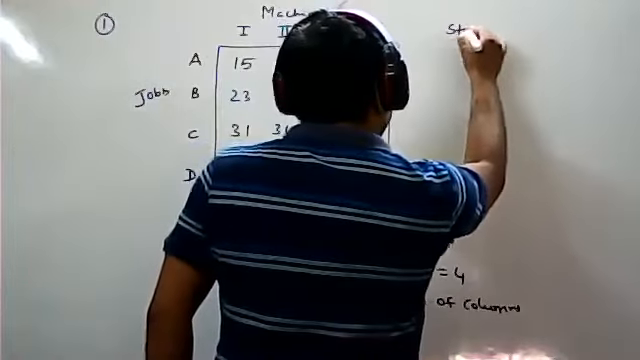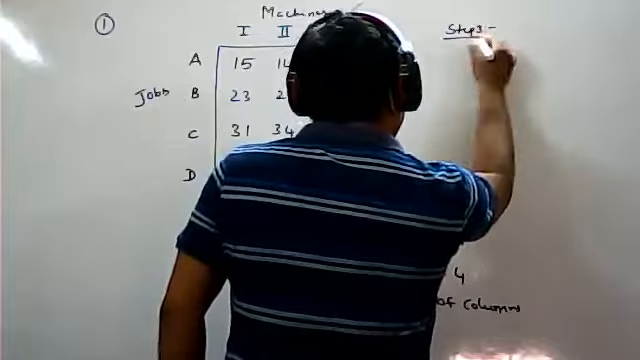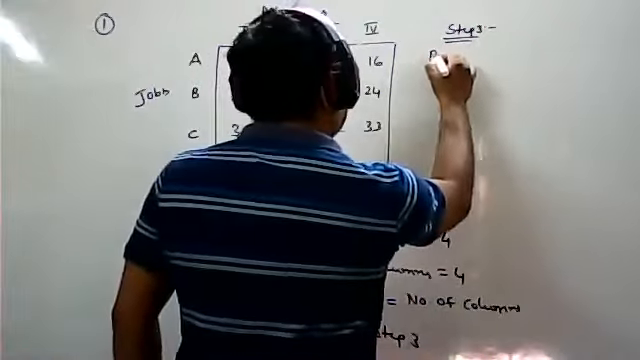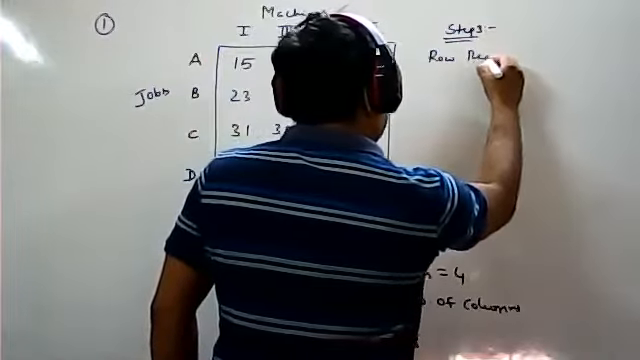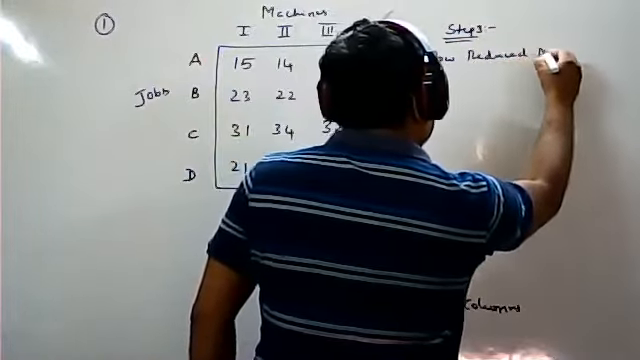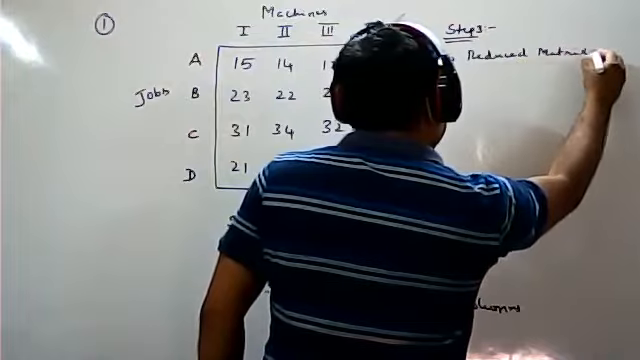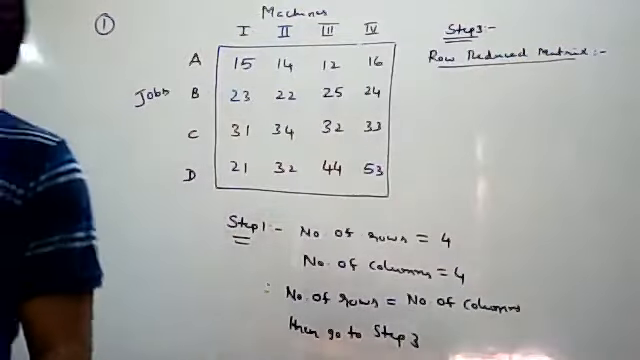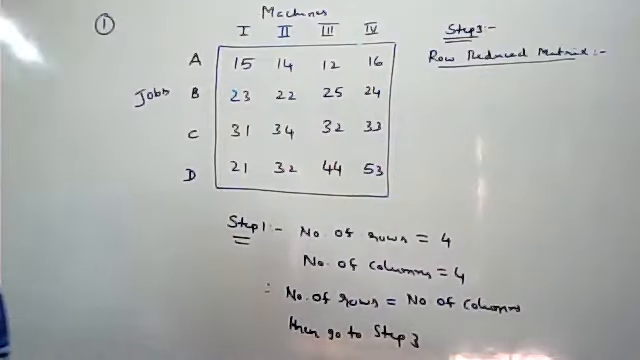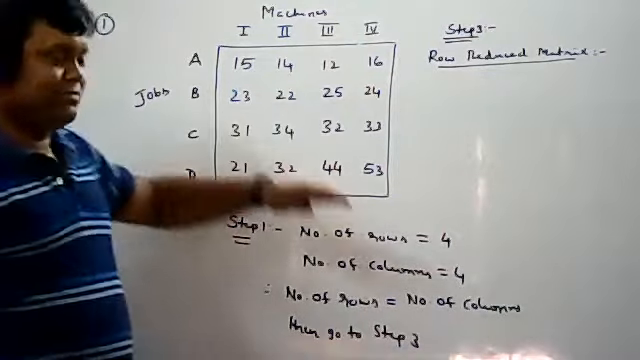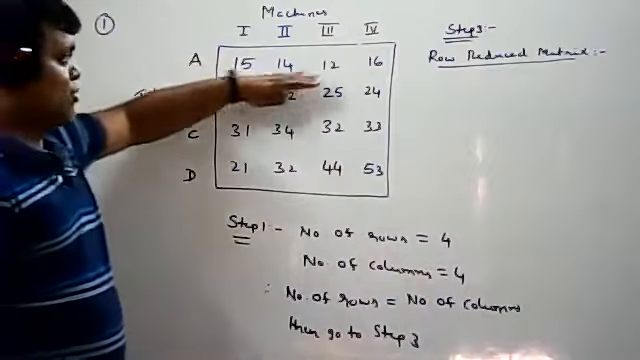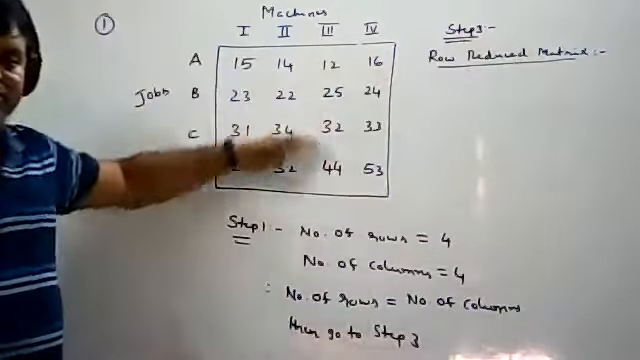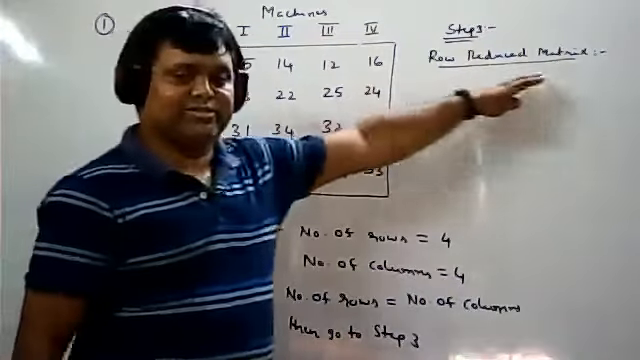Step number 3 is called the row reduced matrix. So how to calculate this row reduced matrix? I will explain, listen carefully. This step number 3 is applied only for rows. Only for rows you have to apply. So that's the row reduced matrix.